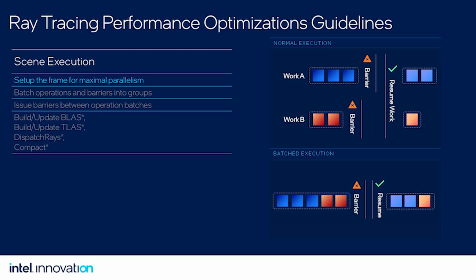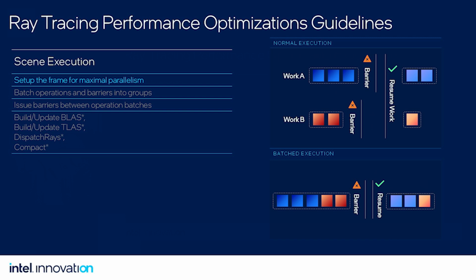Another important guideline in ray tracing optimization is optimizing scene execution by focusing on parallelism and managing barriers effectively during the scene setup. When performing ray tracing in a scene, it is crucial to maximize the workload in parallel to keep the GPU efficiently utilized. To achieve this, we must organize operations to run concurrently, minimizing idle times between tasks. Secondly, we should aim to batch operations and barriers into groups, rather than inserting barriers individually, which can create bottlenecks. We should batch the tasks together to reduce the overhead caused by frequent synchronization.